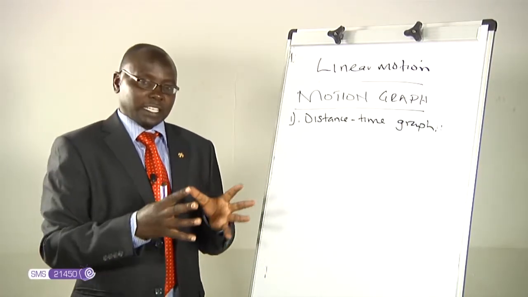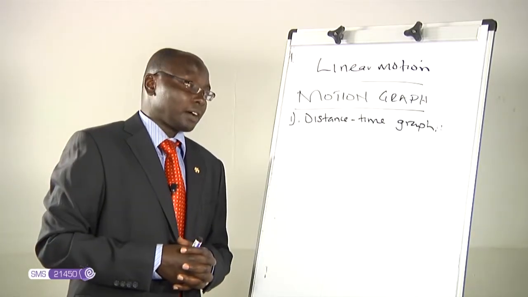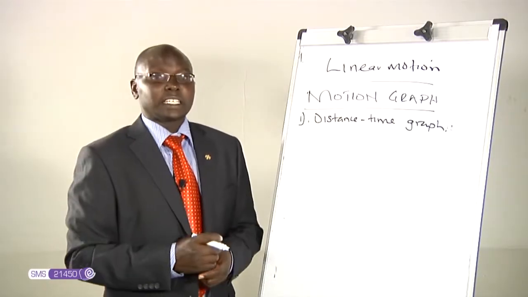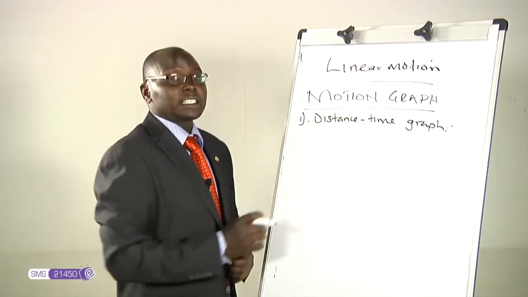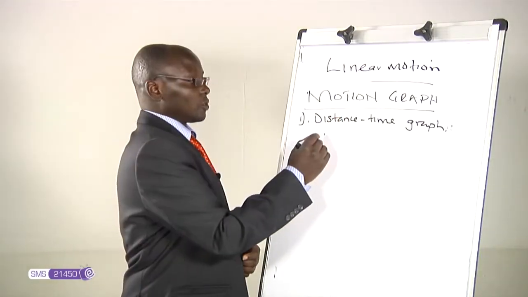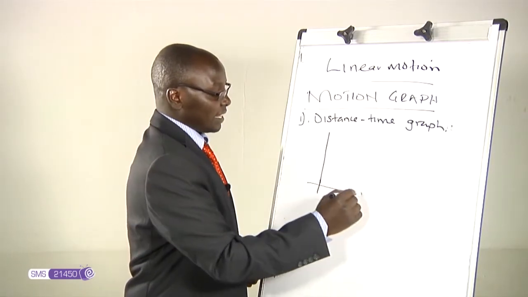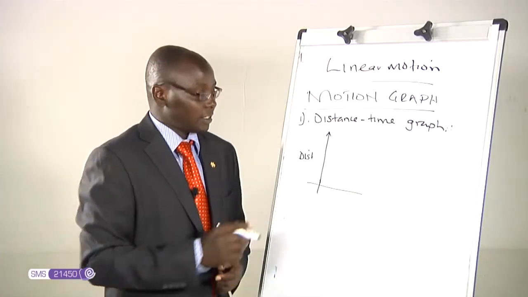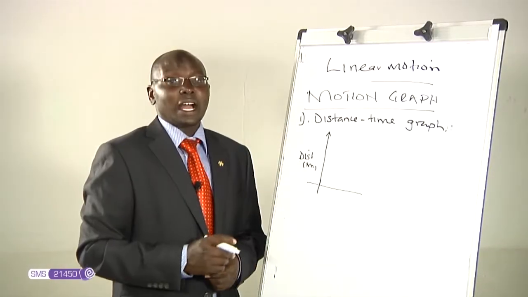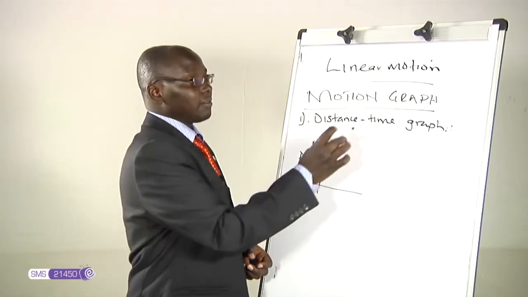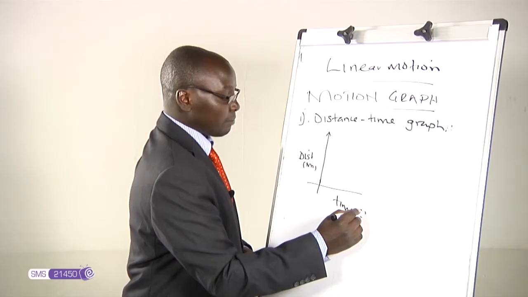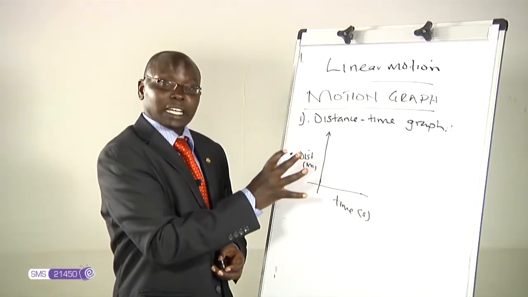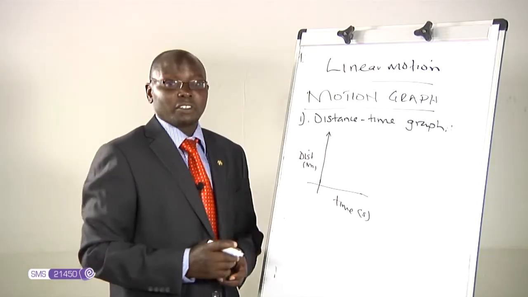So I'm just going to sketch to show you how we can sketch some graphs of these linear motions. And the first one, as I've said, is the distance time graph. The distance takes the y-axis. So we have the distance on the y-axis, and then we must label our axis. So the distance is in meters. Then on the x-axis, we have time, and then we must write the units in brackets. So the distance time graph is in that shape, with distance on the y-axis and time on the x-axis.